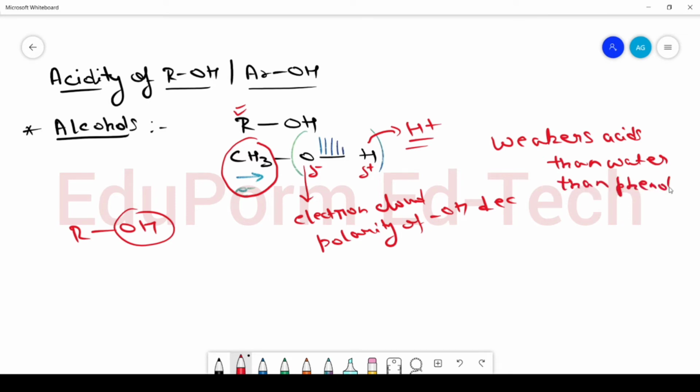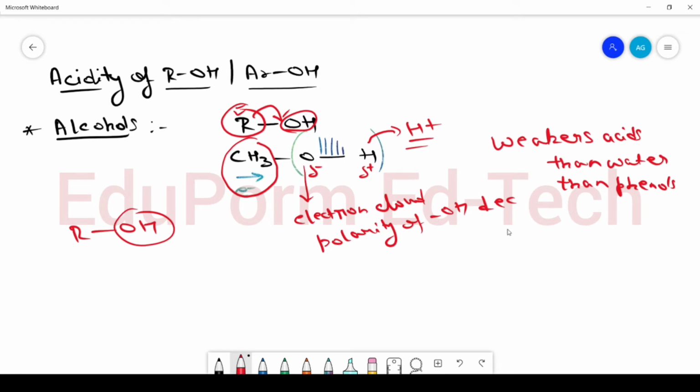And why so? Because the attached R group shows a plus I effect. It is a donating group, and because it donates electrons to the oxygen atom, the polarity of the OH bond decreases and the chance of H being released as H positive also decreases.